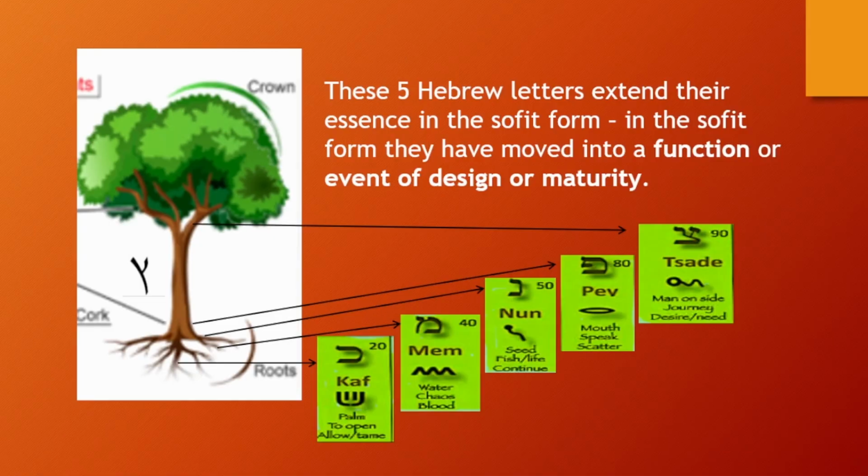Okay. Nun is then the seed which is being released up into the tree. Another word for that would be programming or DNA coding. It's going to determine what the tree is going to be.